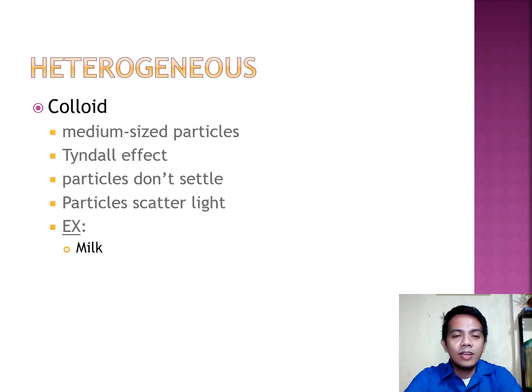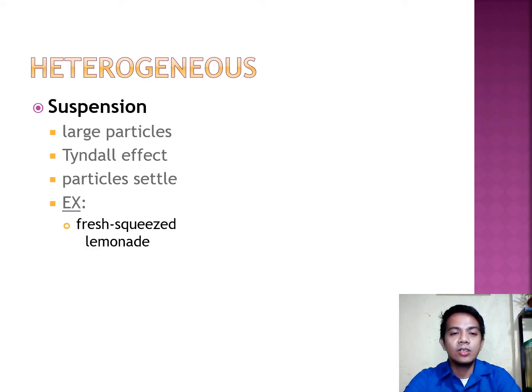Okay, let's proceed to examples of heterogeneous mixtures. First is the colloid. Colloid has medium-sized particles, so there is a scattering of light. It means that there is a Tyndall effect. An example of this is milk. So milk is a heterogeneous mixture. Next is suspension. Suspension has large particles, and then the particles settle. So there is also a scattering of light, or Tyndall effect. An example of this is fresh squeezed lemonade.